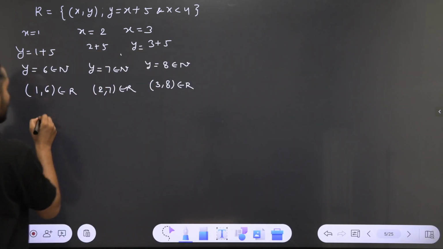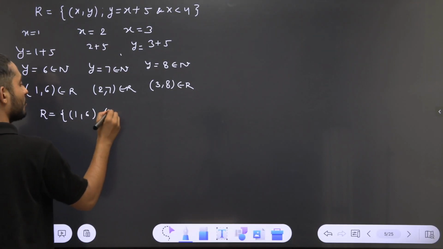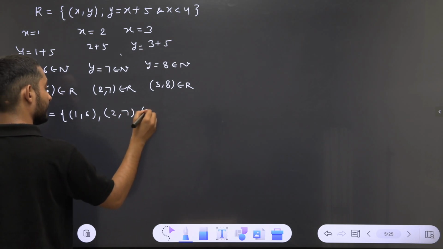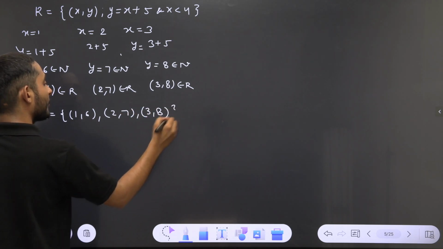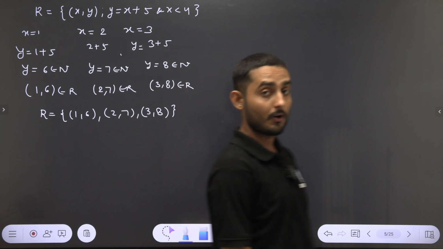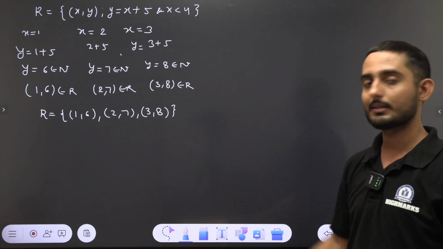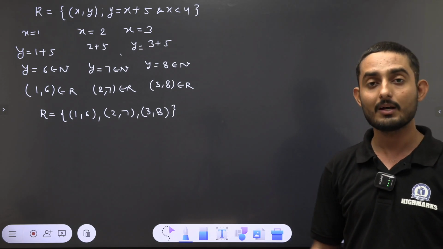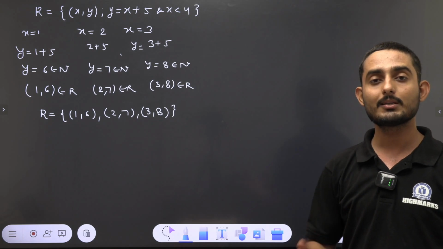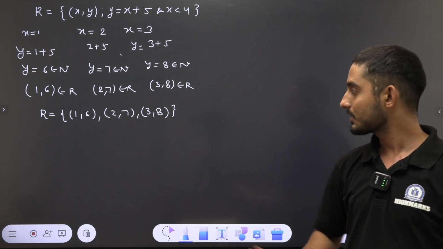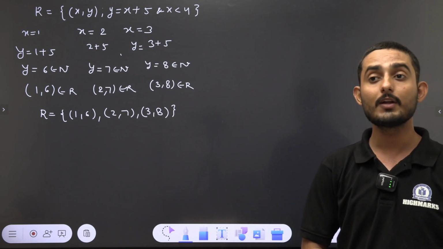First, we will write the relation in roster form: (1, 6), (2, 7) and (3, 8). After putting all the elements of the relation in roster form, we can see that in (1, 6), (2, 7) and (3, 8) there is not any element where (a, a) belongs to R. It means (2, 2), (3, 3), (1, 1), (6, 6), (5, 5), there is not any such element. So this is not a reflexive relation.